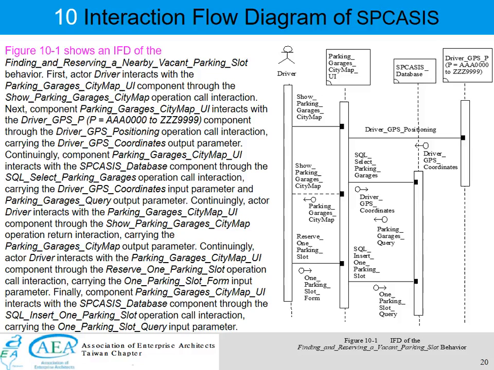That's the fourth interaction. The fifth interaction, the driver will input one parking slot form if he wants to reserve one parking slot. After that, the sixth interaction will be the parking garage city map UI component saving the one parking slot query data into the database.